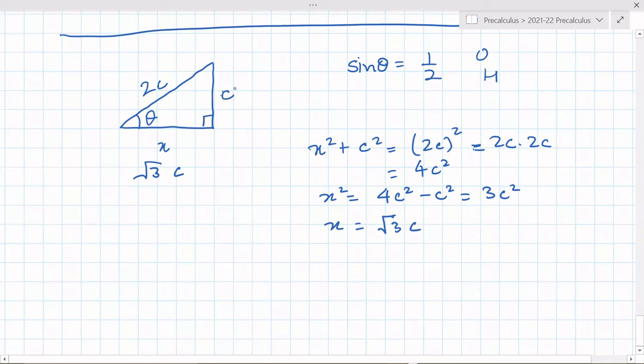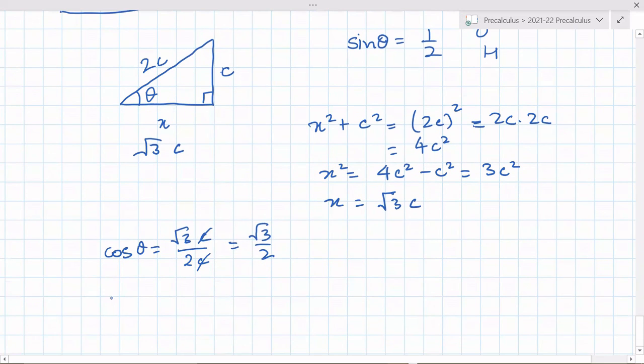Now I know all the ratios, right? Because I know the 3 sides. So sine theta we already know. What is cosine theta? It is A over H. Root 3C over 2C. So C cancels out. Root 3 over 2. What is tan theta? So C over root 3C. So that cancels out. 1 over root 3.